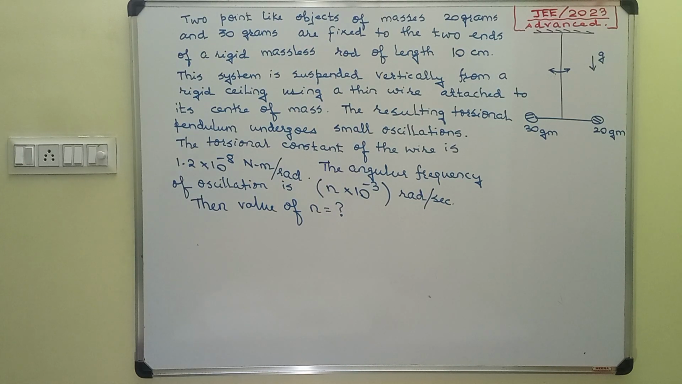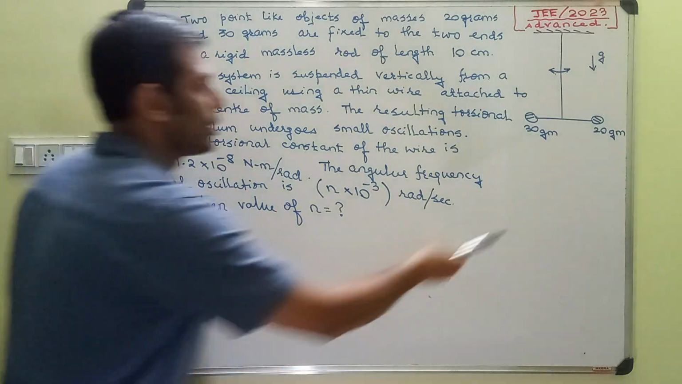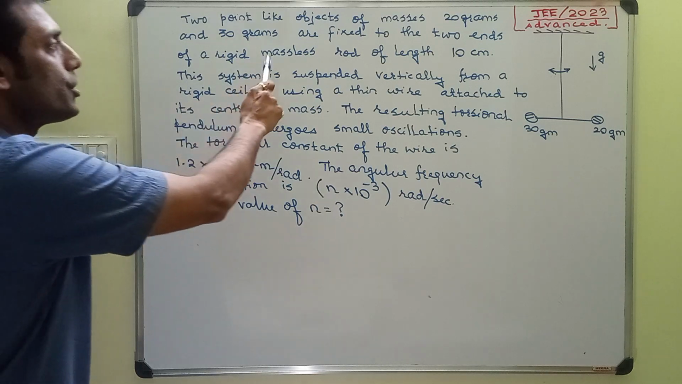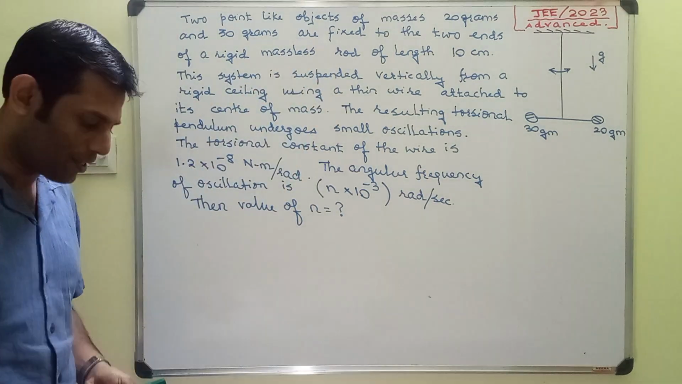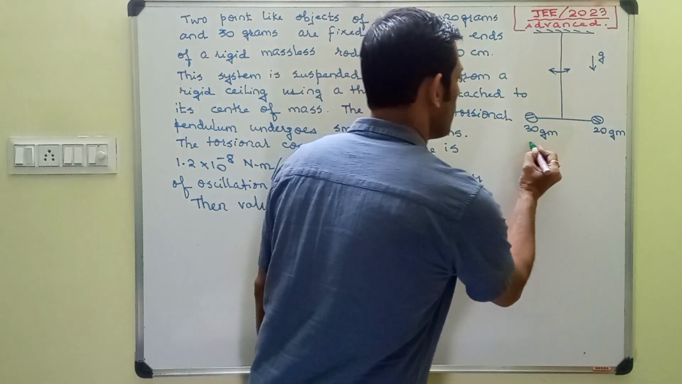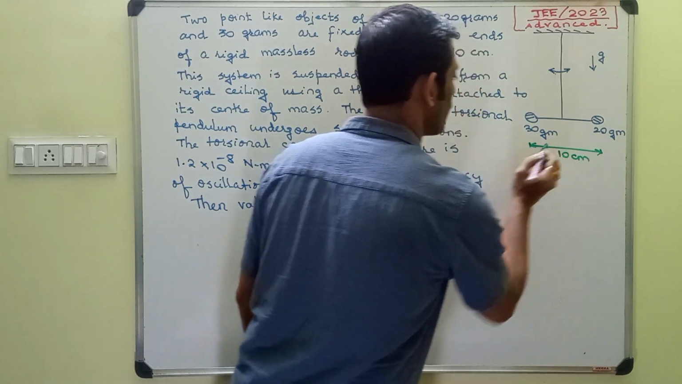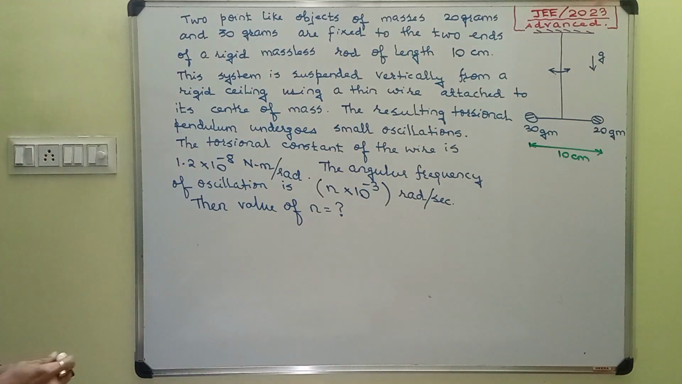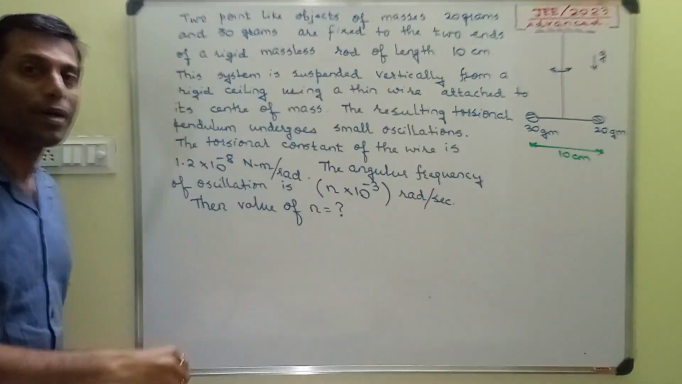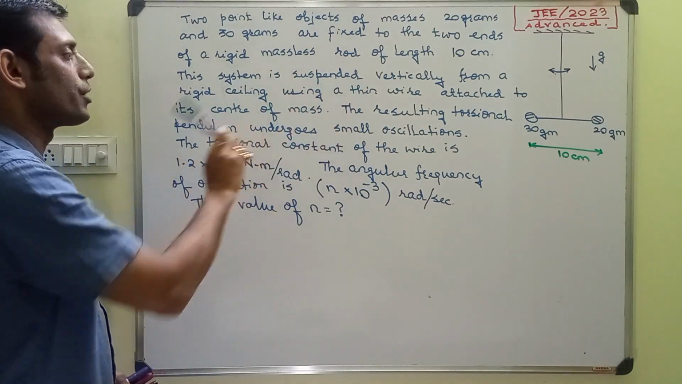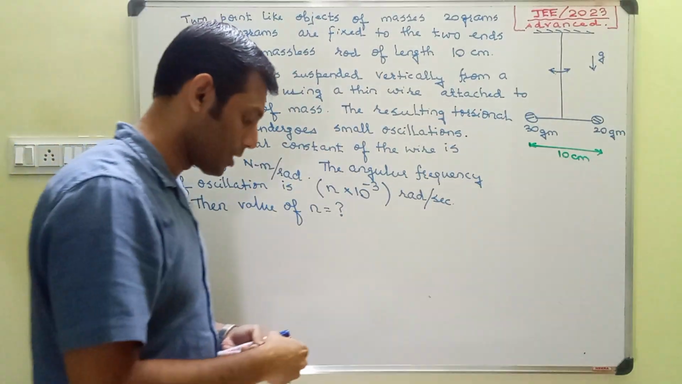Two point-like objects of masses 20 grams and 30 grams, as shown here, are fixed to the two ends of a rigid massless rod of length 10 centimeter. That means this entire length is 10 centimeter. This system is suspended vertically from a rigid ceiling as shown, using a thin wire attached to its center of mass. Center of mass, important thing.